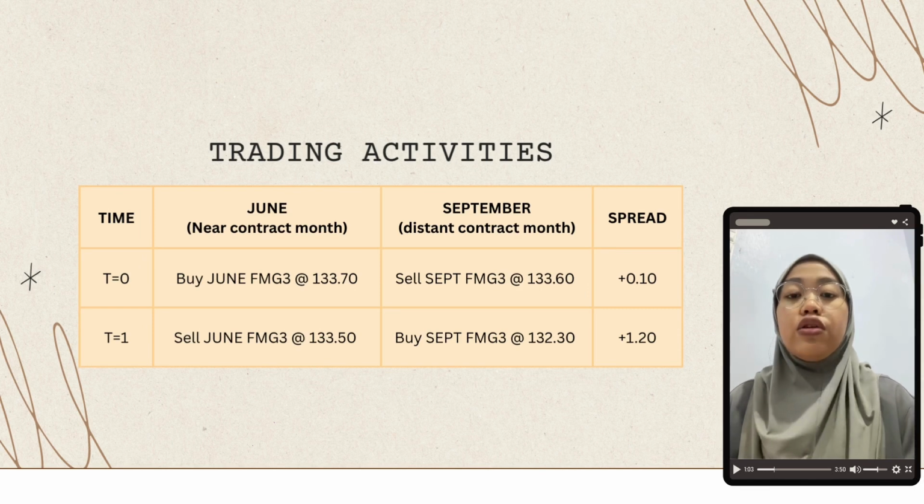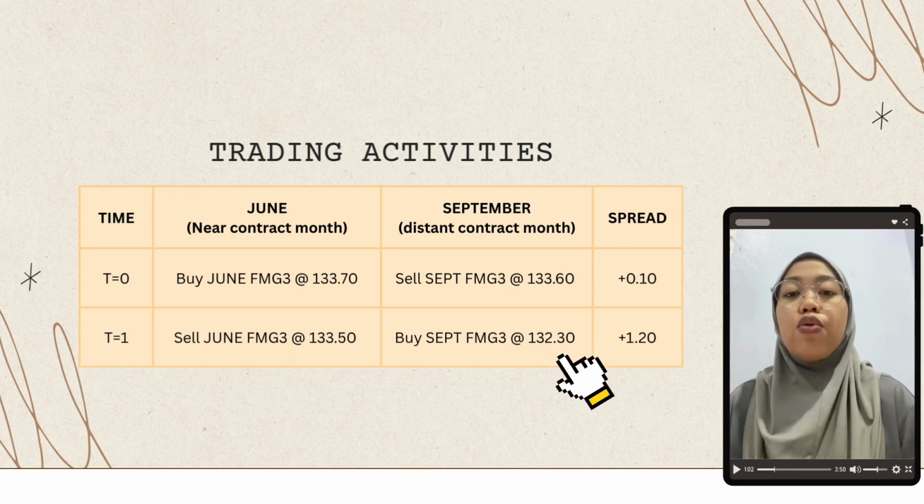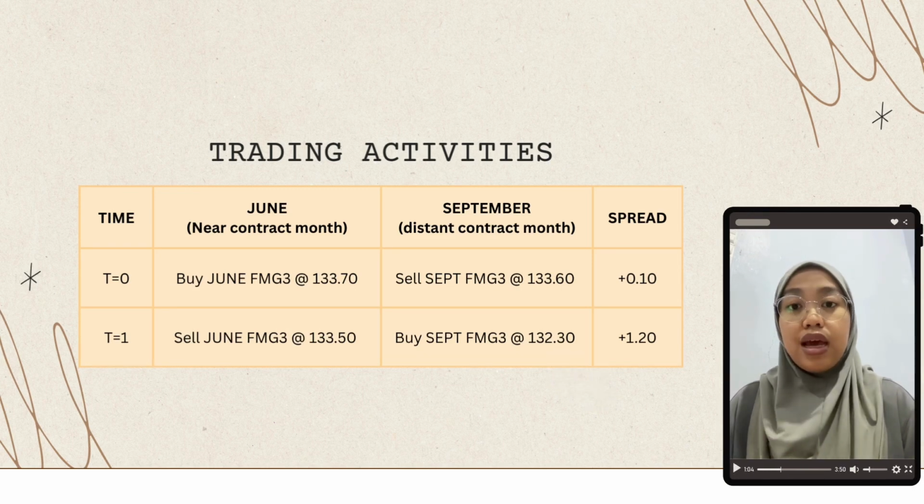And then on June 10, 2025, Mr. Liu closed both positions, and he bought back the June contract at 133.50, and he sold off the September contract at 132.30. Now, let's break down the profit and loss from each contract.